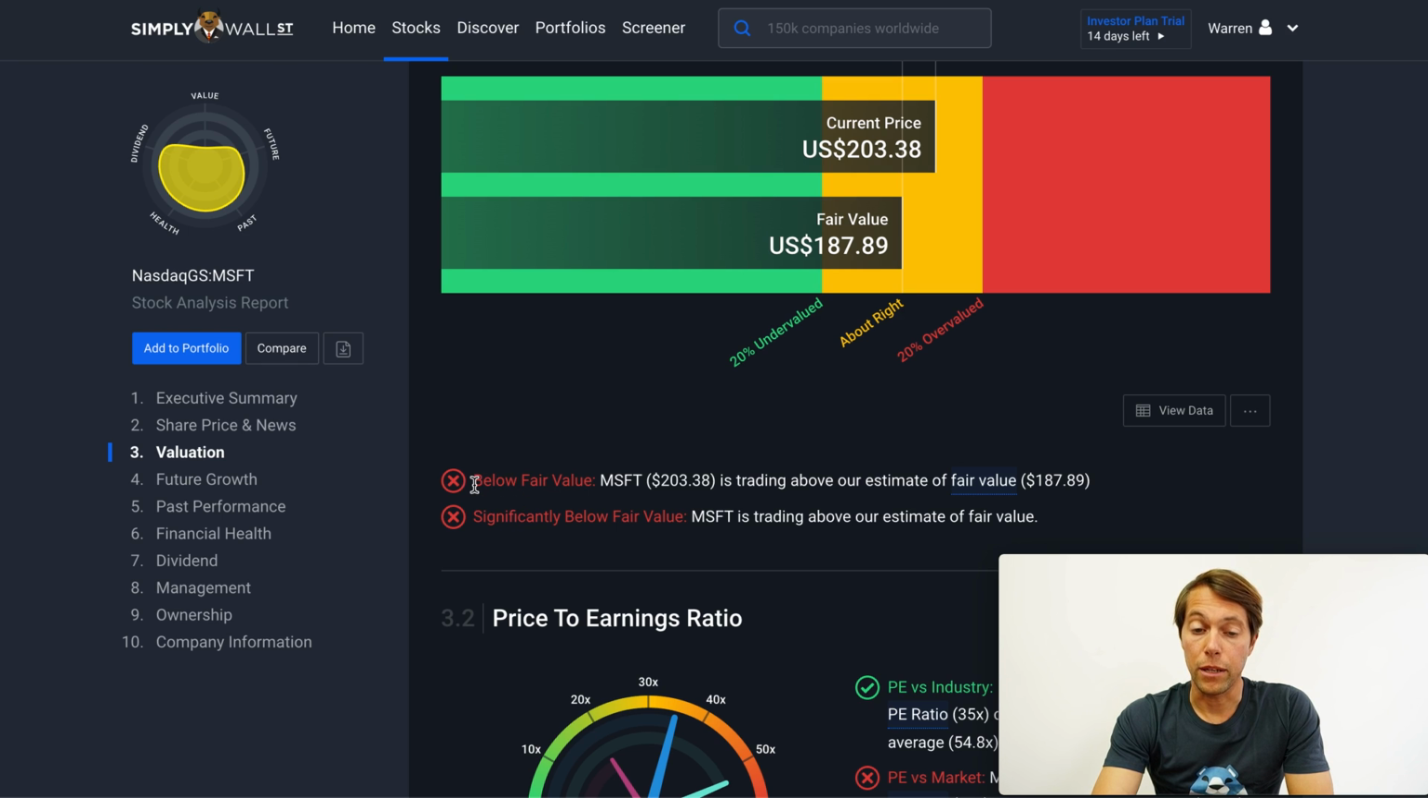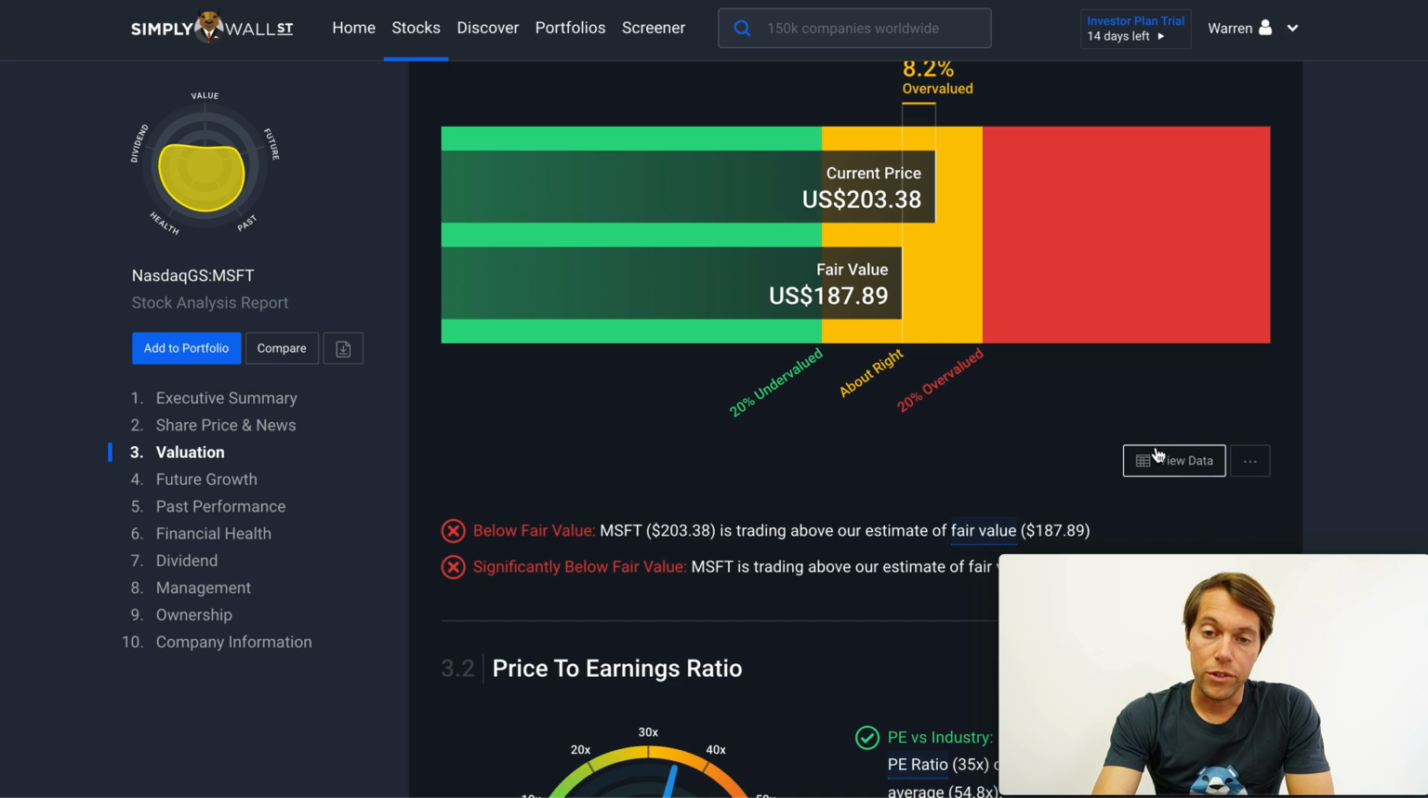The first one is below fair value, and that would turn green if this calculation of fair value had been above the share price. And then another one accounts for a 20% margin, so significantly below fair value. If you find other stocks, you'll find that sometimes these will turn green.